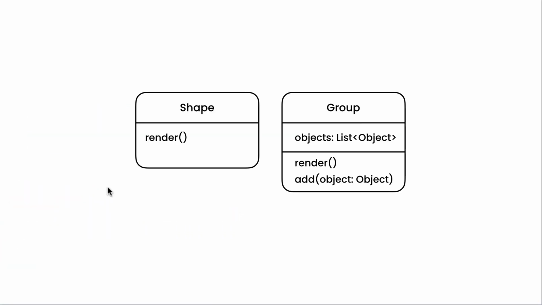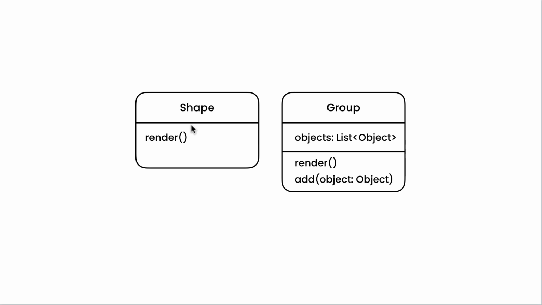So here's our current structure. We have the shape class with the render method and the group class, which maintains a list of objects. And it has two methods, render and add, which takes an object instance. Now, to treat these types the same way, we need to extract what is common between these two types and put it inside a base class or an interface.